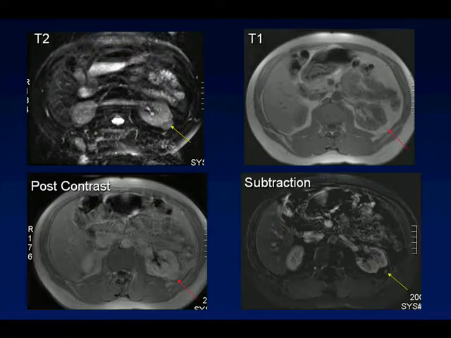So in this case, we subtracted the image, and you can see that the cystic component stays black, and that soft tissue nodule actually enhances. So we know this is an enhancing soft tissue cyst. This has to come out, although it doesn't look overtly malignant, and it turned out to be a papillary adenoma.